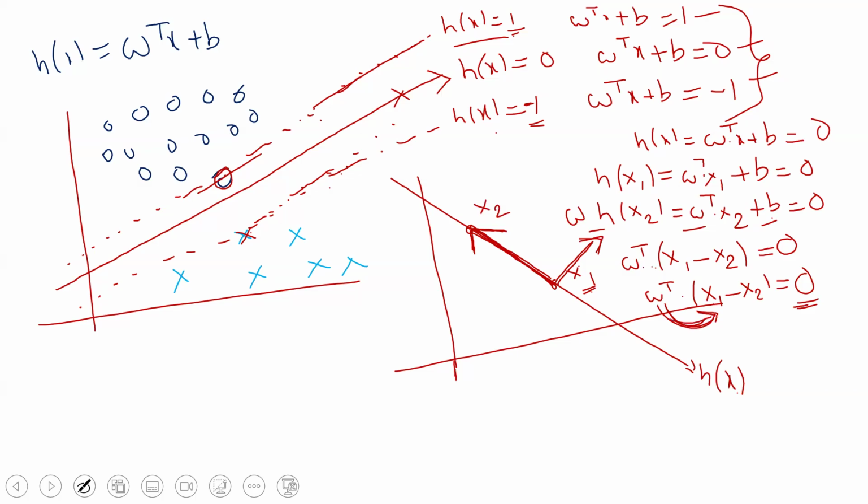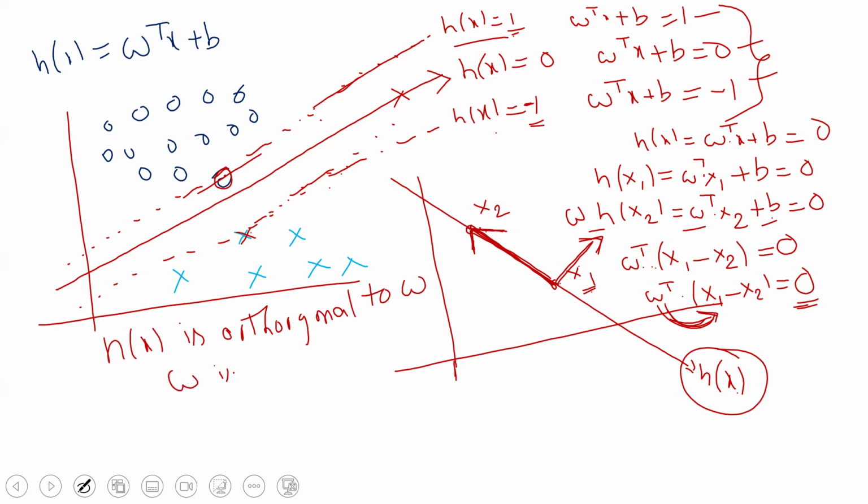That means w is orthogonal to x1 minus x2. x1 minus x2 is nothing but h of x, it's in the direction of h of x. So you can conclude that h of x is orthogonal to w, or w is orthogonal to h of x. Okay, so you need to understand that simple logic. We are coming up with a few derivations.